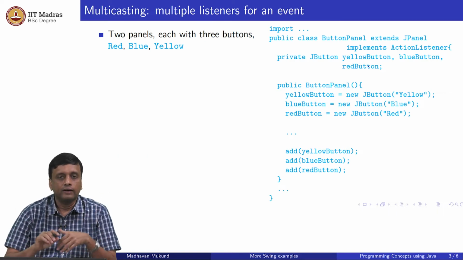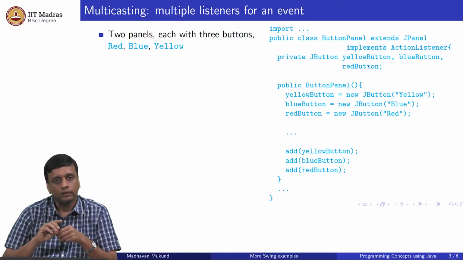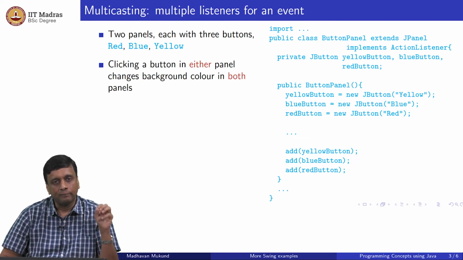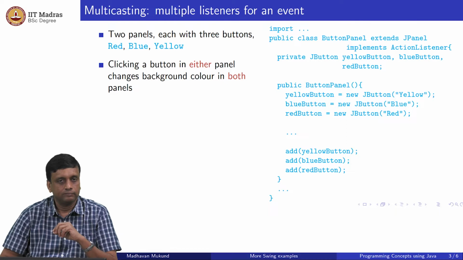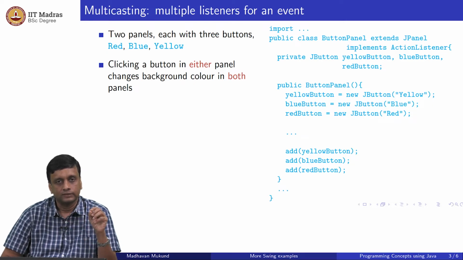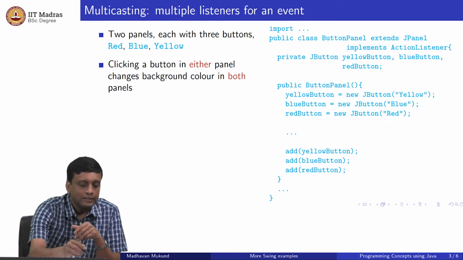Now what if we have 2 panels, and each panel has 3 buttons of the same type, red, blue, yellow. But now the twist is that if I press the red button in one panel, it must change both panels to red. If I press the yellow button in any panel, it must change both panels to yellow. So the event now must notify not one object but 2 objects. Earlier we had one object which was listening to multiple buttons. Here we have one button which must tell multiple panels. So this is what is called multicasting.